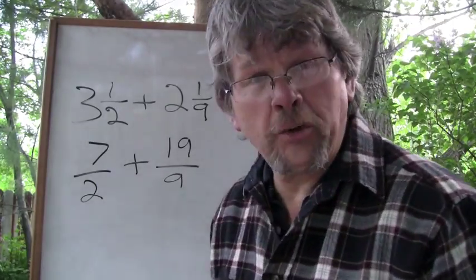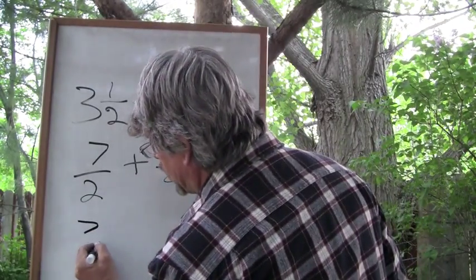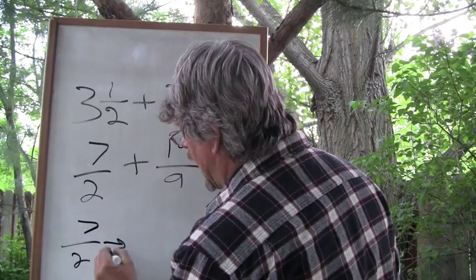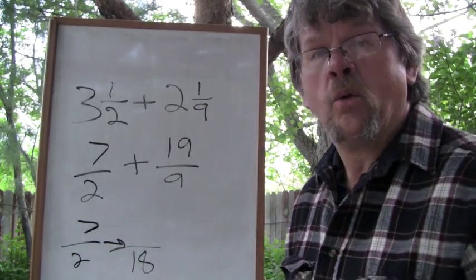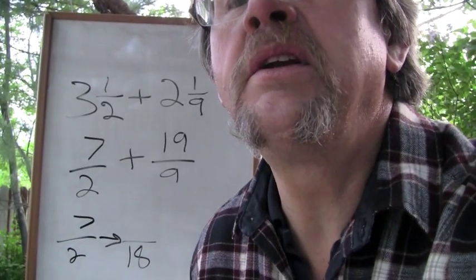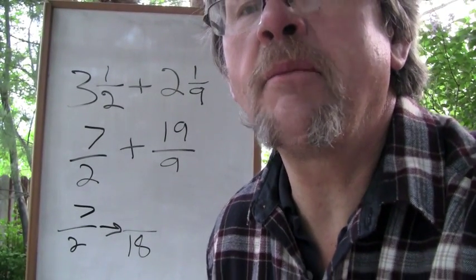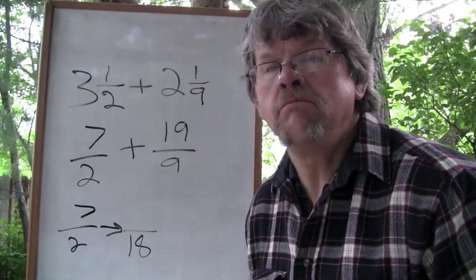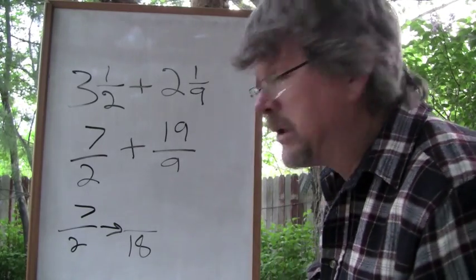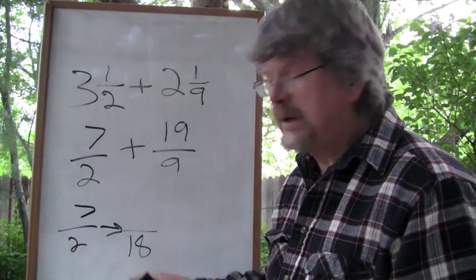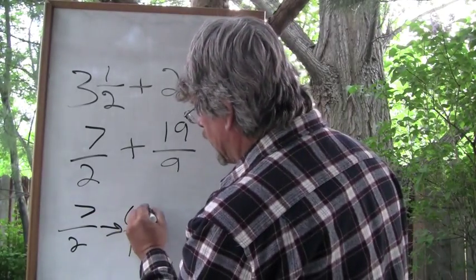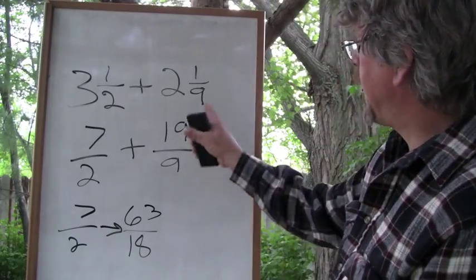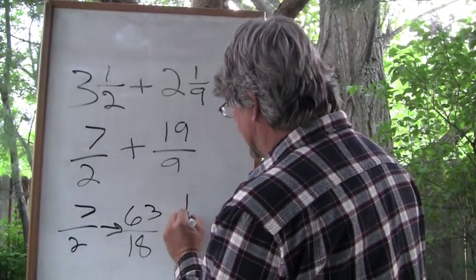How do we get 2 to 18? 7 over 2, how do we get that to 18? We multiply it by 9. Doggone camera, stay still, dude. Man, I hate it when cameras disobey me. 2 into 18 is 9. 9 times 7 is 63. There's our first fraction.